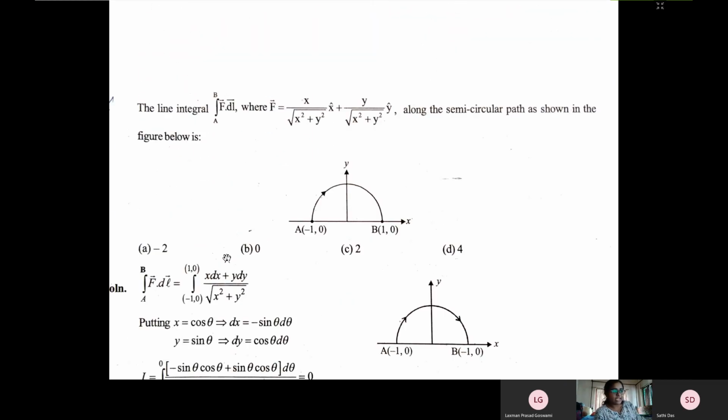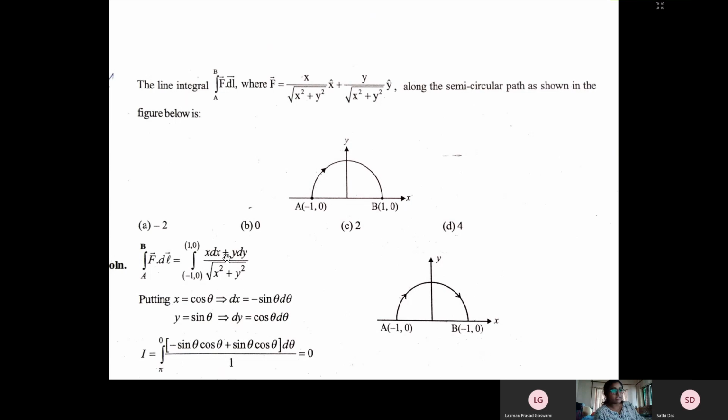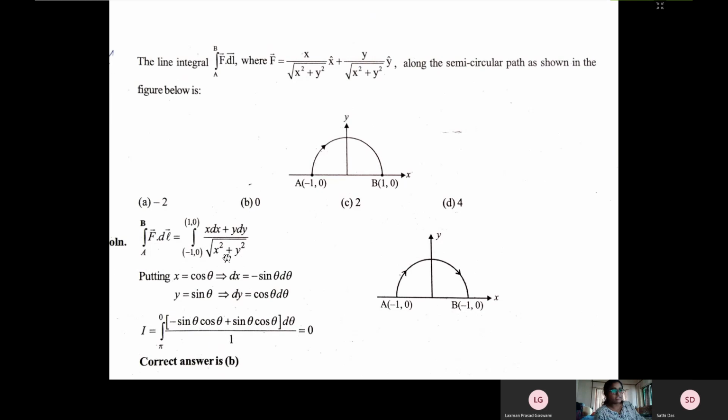We are going to another JAM question. This is a previous year JAM question from the JAM question paper. That is the line integration from A to B of F dot dl, where F is x by root over x square plus y square i cap plus y by root over x square plus y square j cap along the semicircular path as shown in the figure. So here the path is given from A to B, and the function F has also been given, and you are instructed to find the integration from A to B of F dot dl.